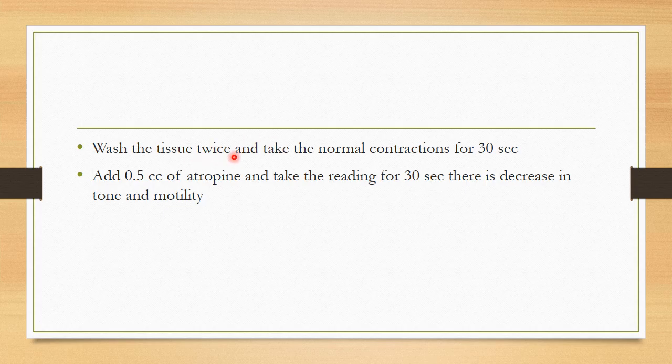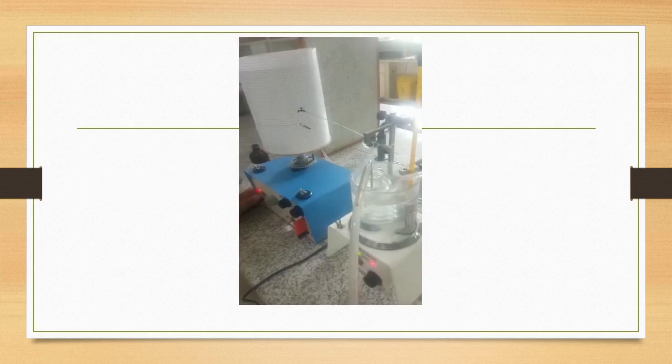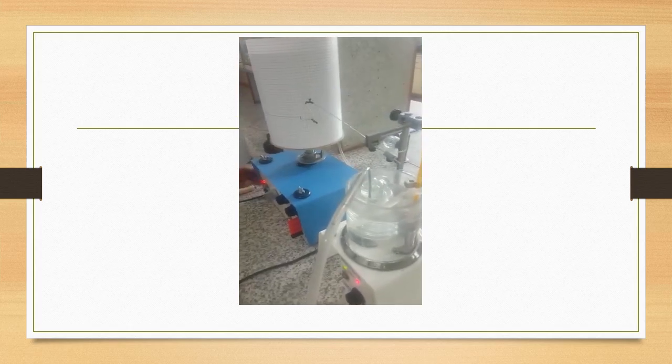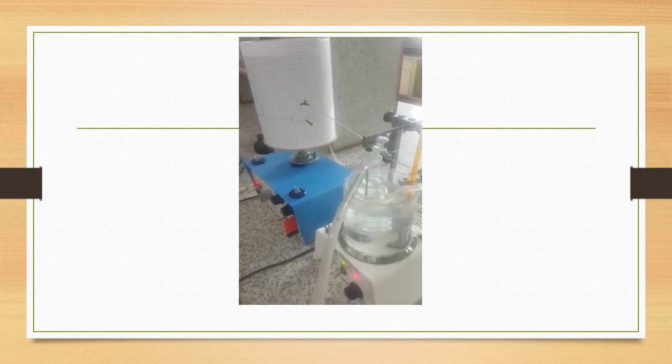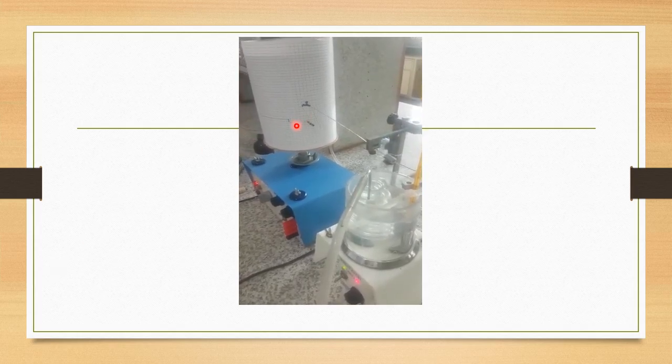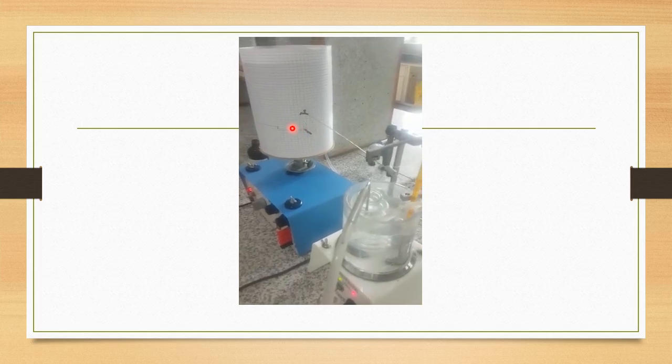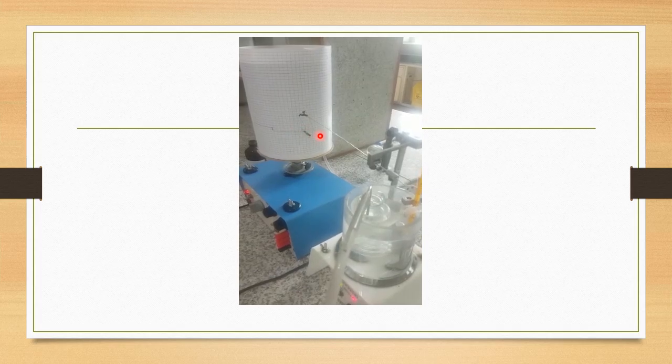After that, you wash the tissue twice and take the normal contraction for 30 seconds. Then add 0.5 cc of atropine and take the reading for another 30 seconds. Atropine is basically anti-muscarinic, so it opposes the action of the muscarinic agent and decreases the tone. Now in this video you can see a decrease from there, which was with acetylcholine. There is a decrease in the contractility after adding the atropine.